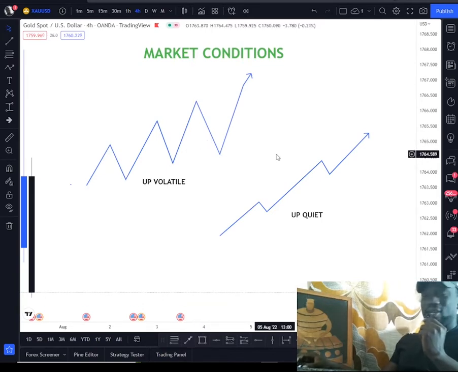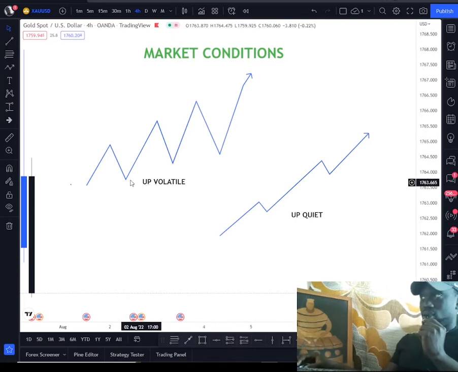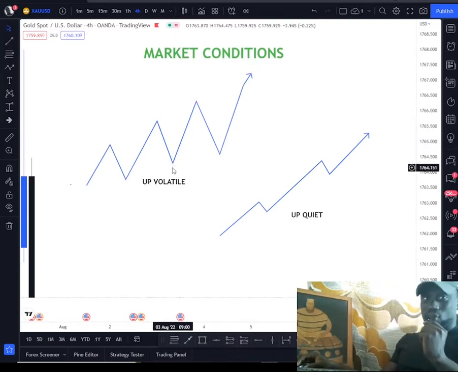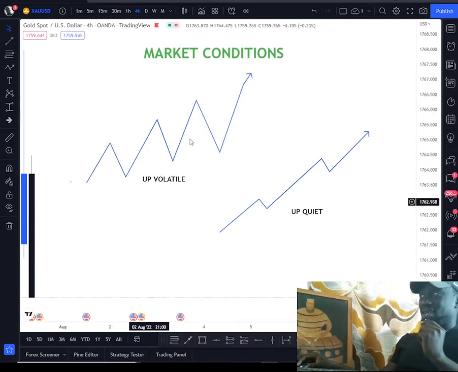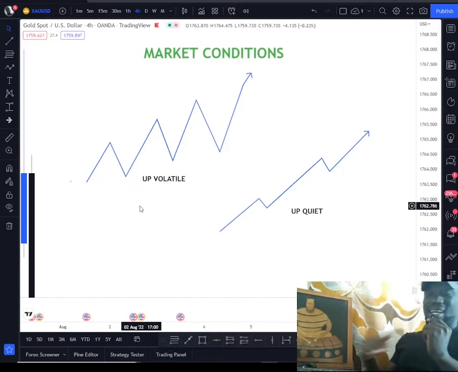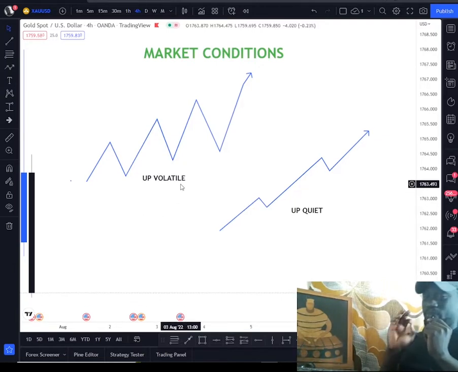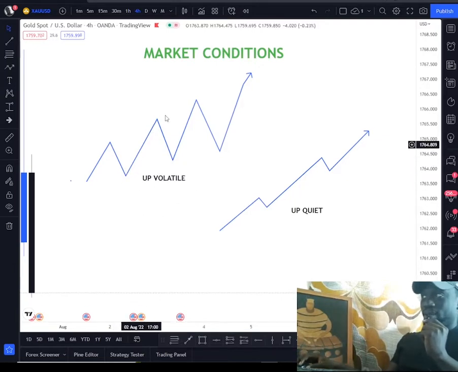You understand? So if you are a trend trader, this becomes very difficult for you because you go into profit, you go back and lose the majority of your profit, you go into profit, lose the majority of profit. You understand? This can be very shaky for a trend trader. But if you are somebody that likes to catch retracements, okay, the up volatile market is the perfect market for you. Why? Because when the market moves up and comes down, you can catch a retracement here.